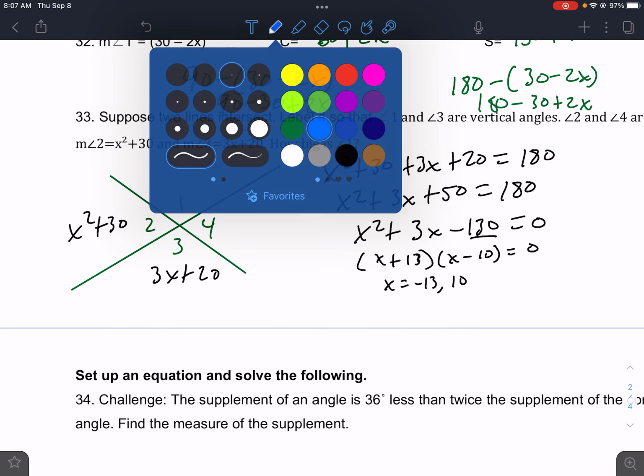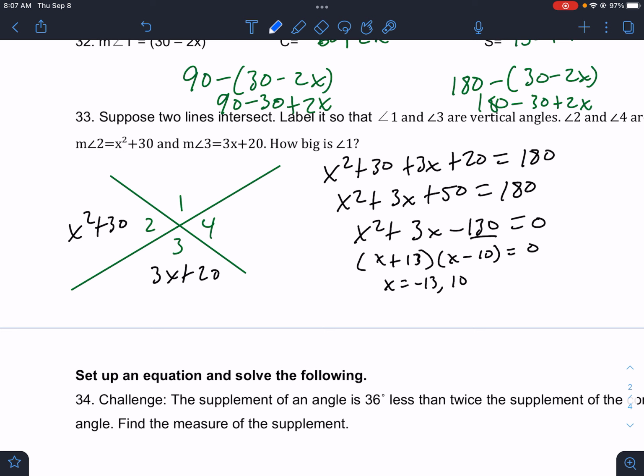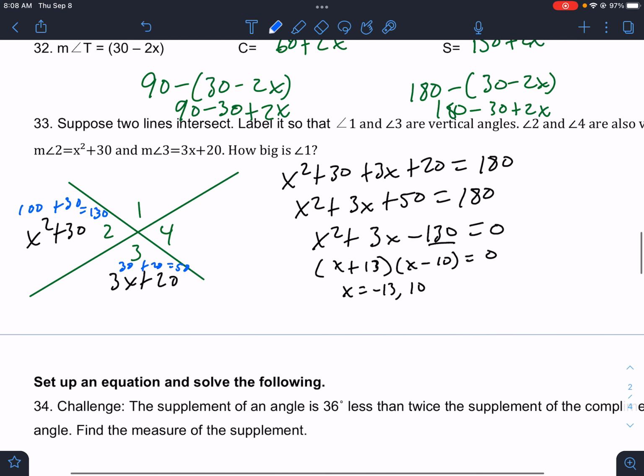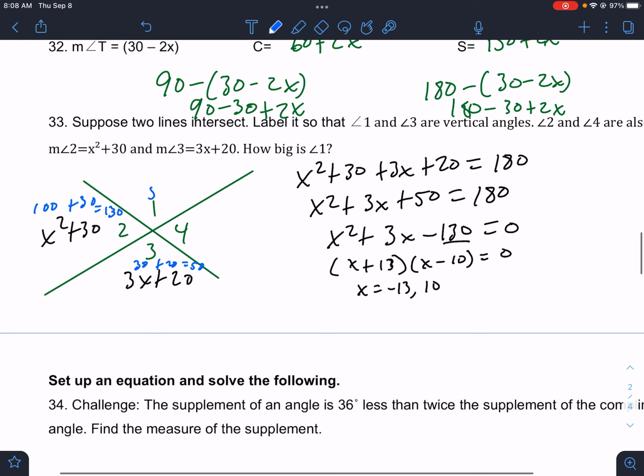If I plug in positive 10, I would get 100 plus 30. Could that angle be 130? Yes. Plug in 10 here. I get 30 plus 20. That would be 50. Checks out. So how big is angle 1? Angle 1 would be 50 in that case.